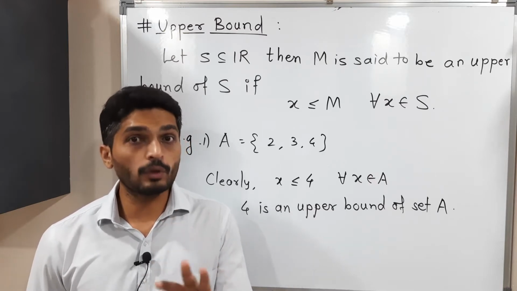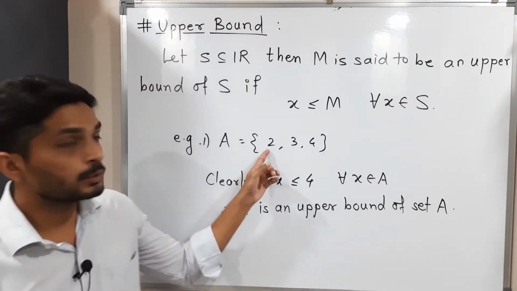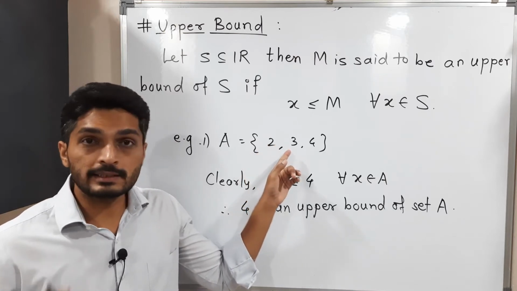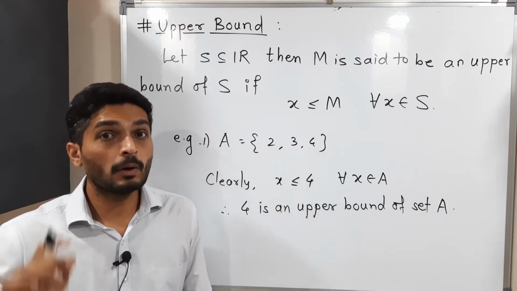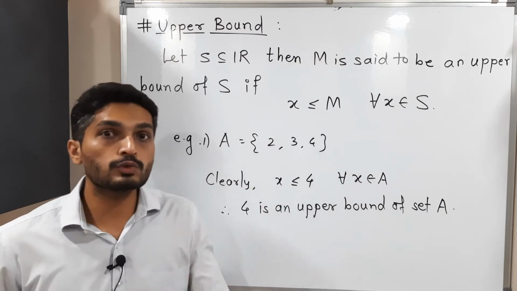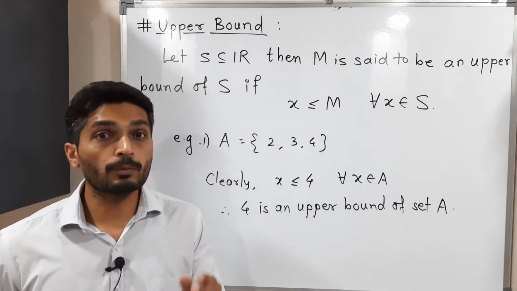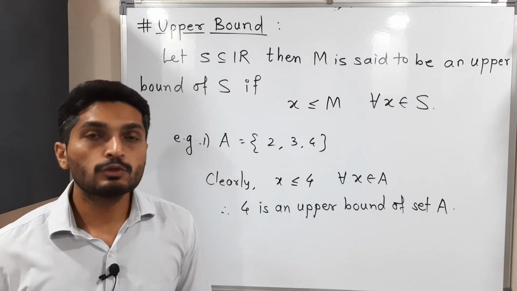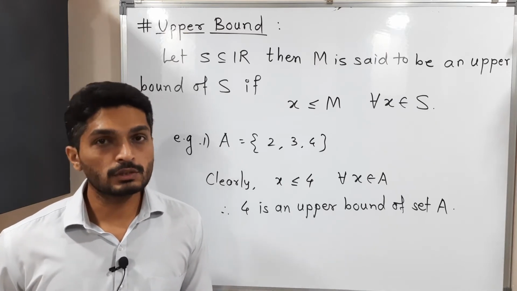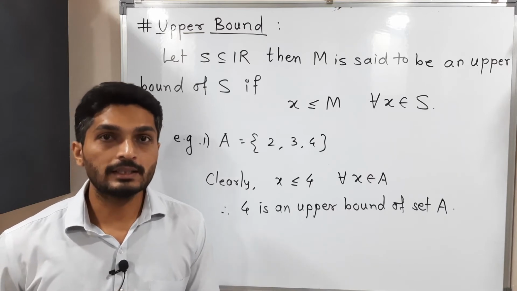Or you can say 4 also. 4 is also an upper bound. See, 2 is less than or equal to 4, 3 is less than or equal to 4, 4 is less than or equal to 4. Equality is also possible there. So 4 can be an upper bound. 4.5 can be an upper bound. So many upper bounds are there. In this way we can find an upper bound of a given set.